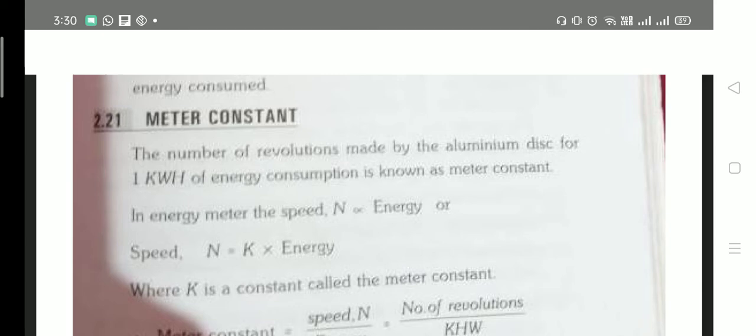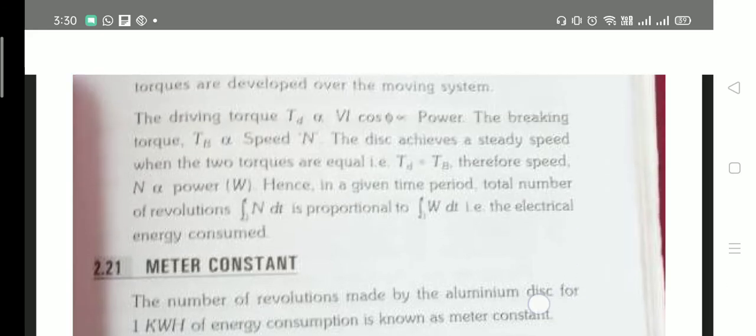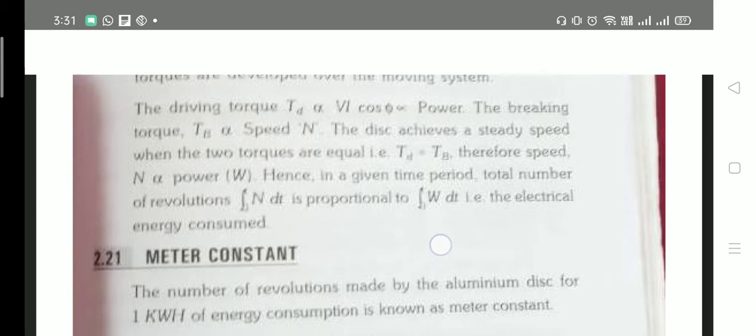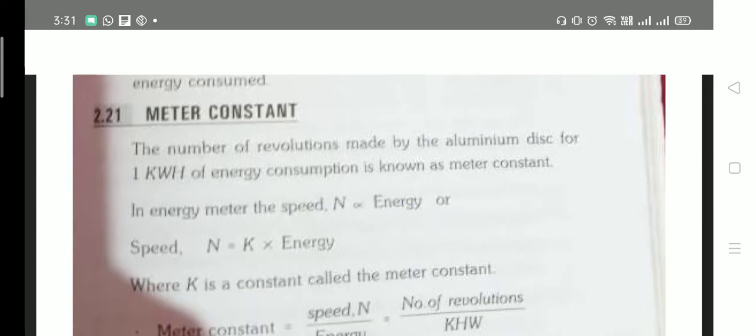Meter constant. The speed is proportional to the energy. From this condition, speed is proportional to the energy, so N is equal to K into energy. Here I am taking K as the proportionality constant. Here K is the meter constant.